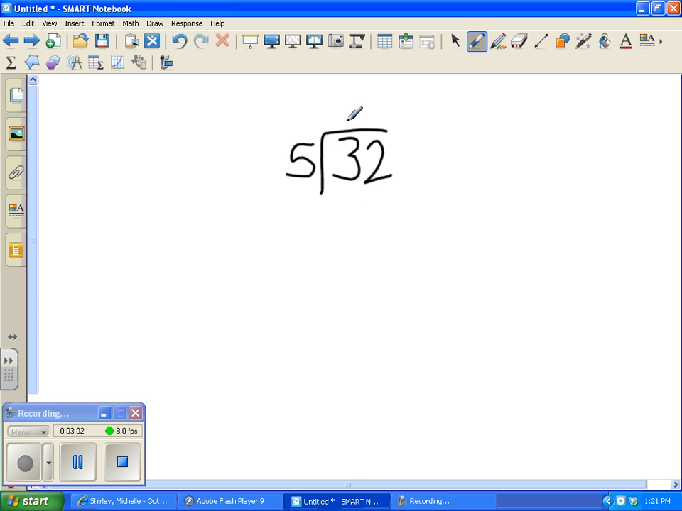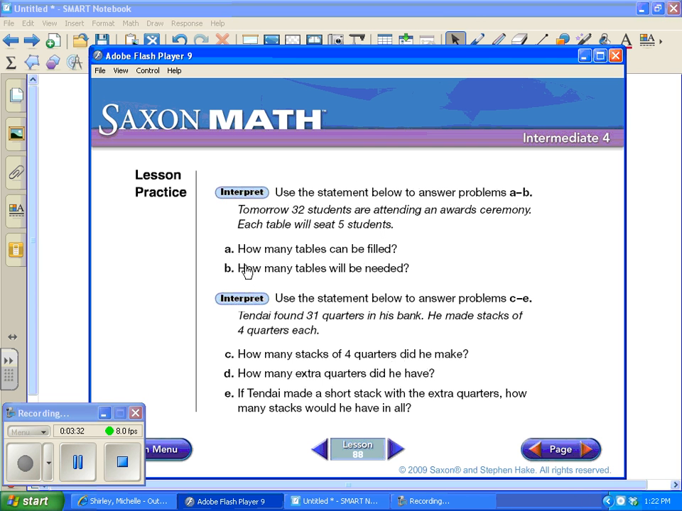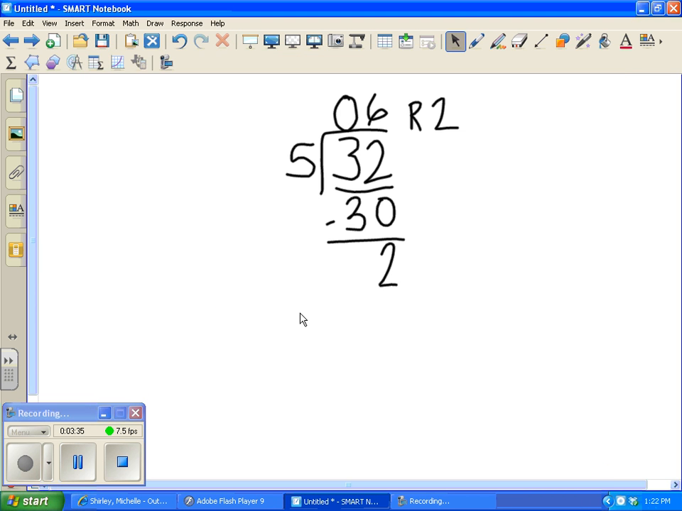How many groups of 5 could I get out of 3? I can't. And if you have to, put your 0 as your placeholder to keep yourself straight, okay? Now you're looking at both of these digits. You're looking at 32. How many groups of 5 can we get out of 32? 6, because 6 times 5 is 30. And when we subtract, we get 2. There's nothing left to bring down. That's how I know I'm finished, so I have a remainder of 2. It's actually 6 remainder of 2. So how many tables can be totally filled up? For A, 6 tables will be full, okay?